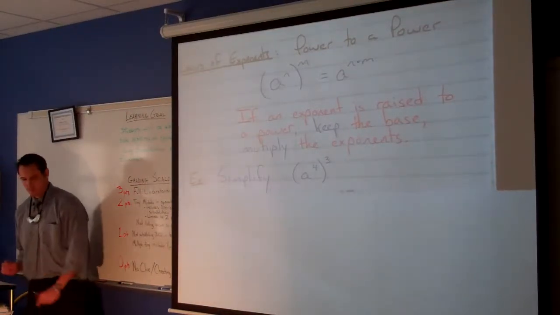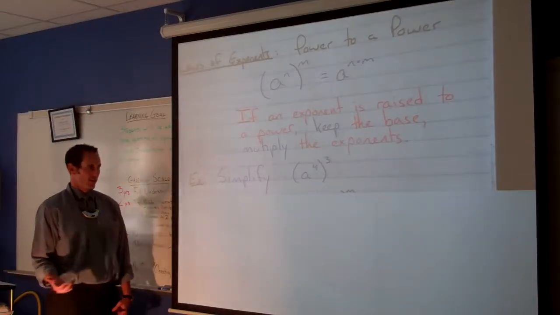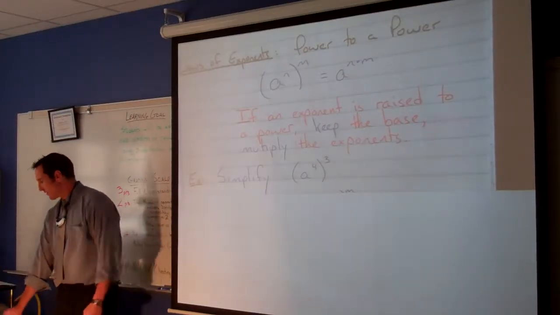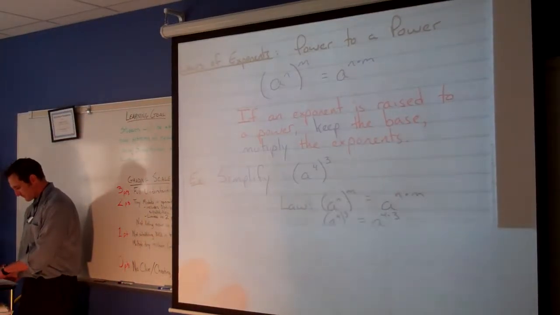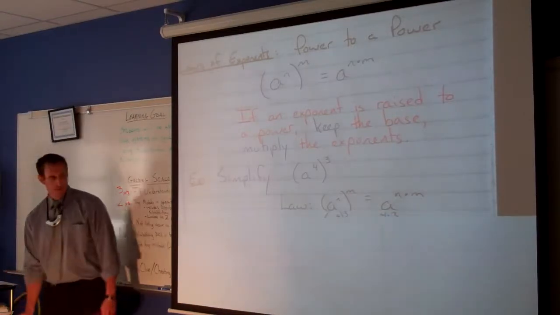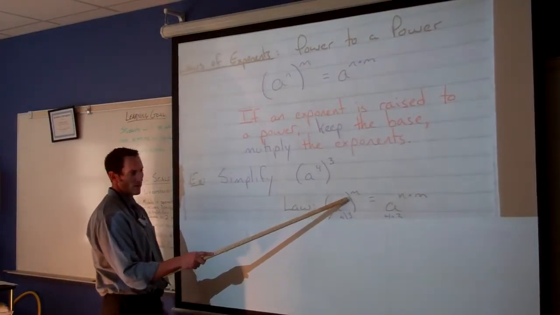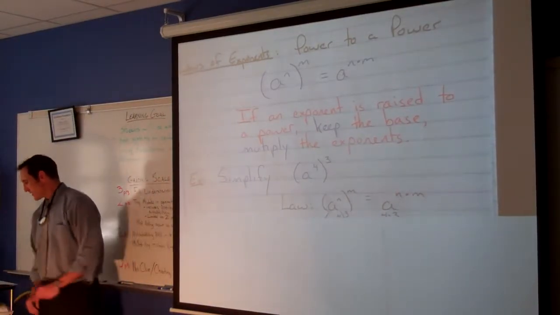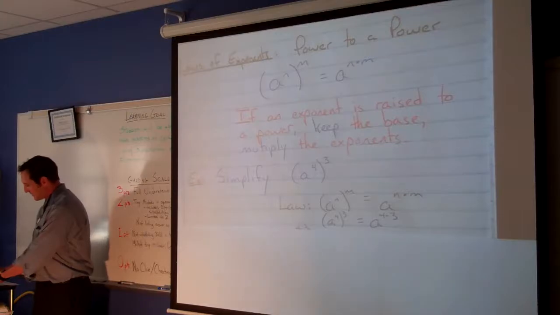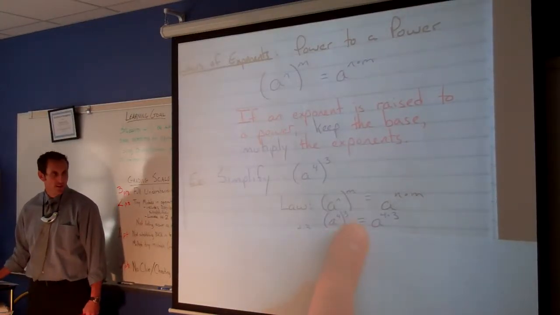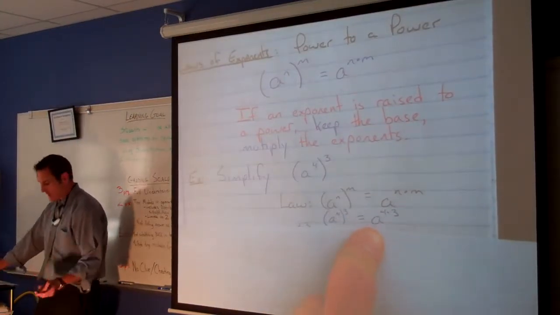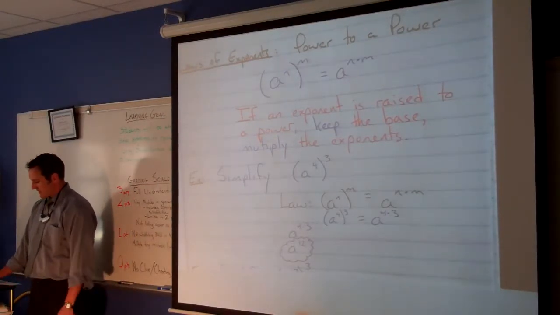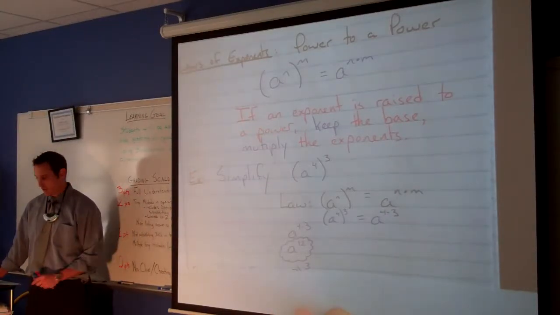So here's an example. If we were to simplify this expression, a to the 4th to the 3rd power, how does that work? The law of exponents states that when you have a number raised to a power, keep the base, multiply the exponents. So in this case, a to the 4th to the 3rd is a to the 4 times 3, which gives us a to the 12th. That's what that law looks like.